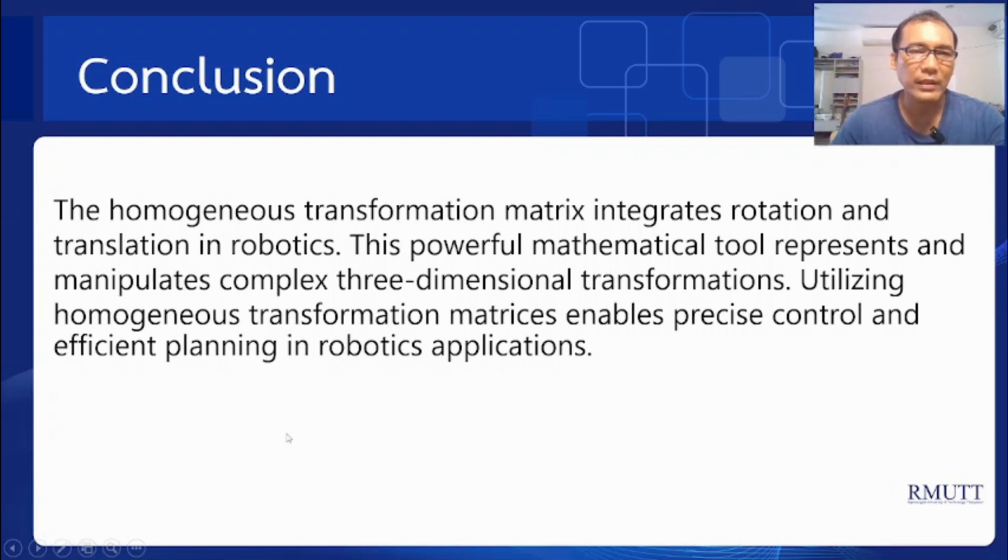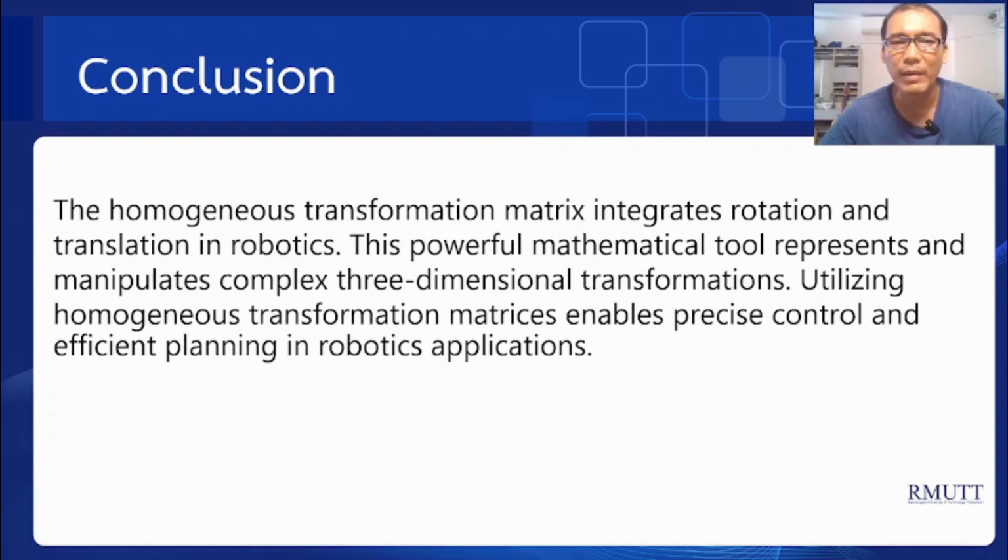In conclusion, the homogeneous transformation matrix integrates rotation and translation in robotics. This powerful mathematical tool represents and manipulates complex three-dimensional transformations. Utilizing homogeneous transformation matrices enables precise control and efficient planning in robotics applications.